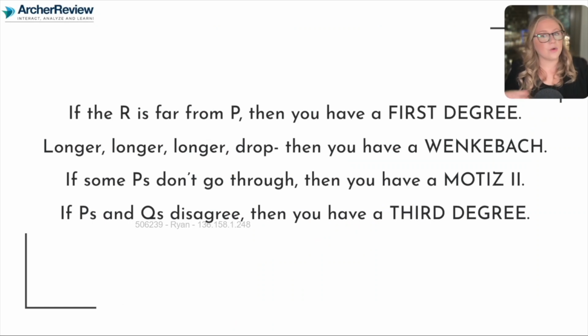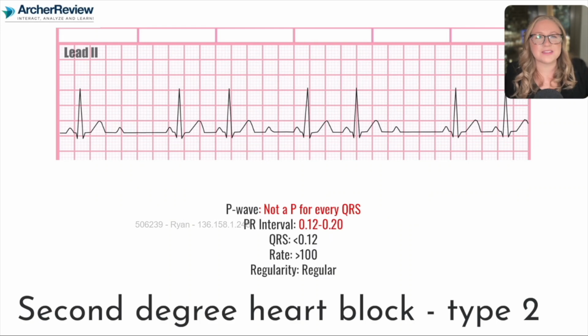Now, if some P's don't go through, then you have a Mobitz 2. For second-degree heart block type 2, also called Mobitz 2, remember we had that normal PR interval, but some of the P's didn't get through.